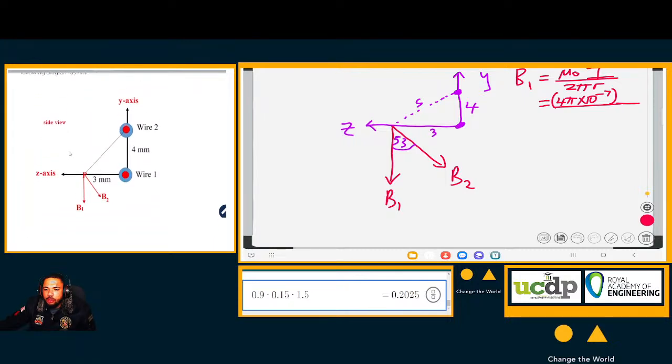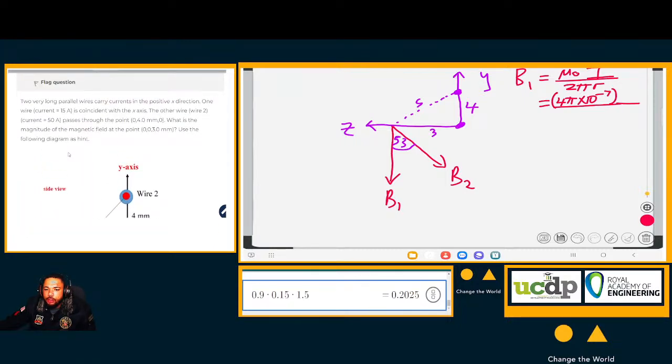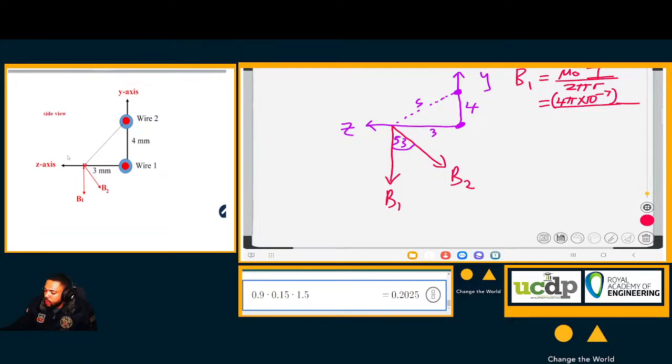So 15 amperes for wire 1 and 50 amperes for wire 2. So 15 for wire 1, and then 2 pi. What's the distance that wire 1 is away from the point P? It is 3 millimeters. And that gives you an answer of 1 millitesla.